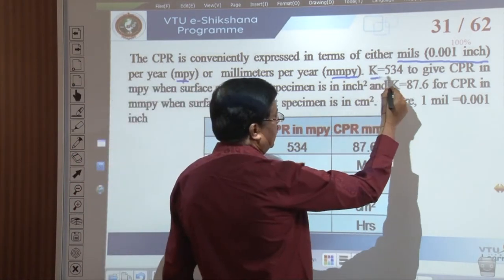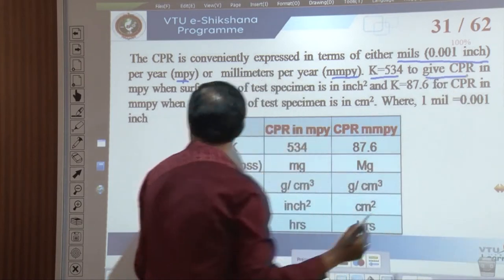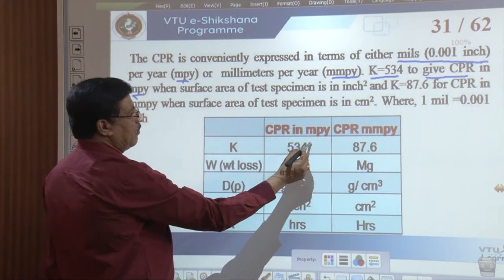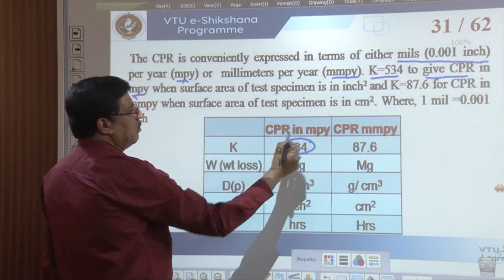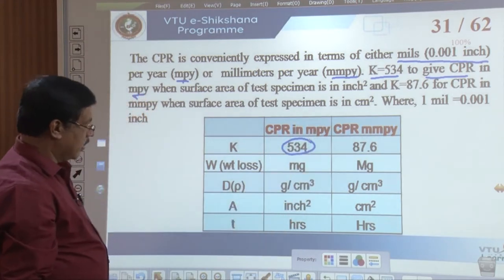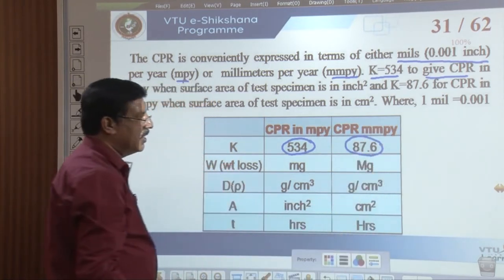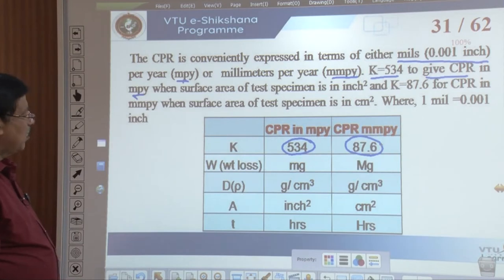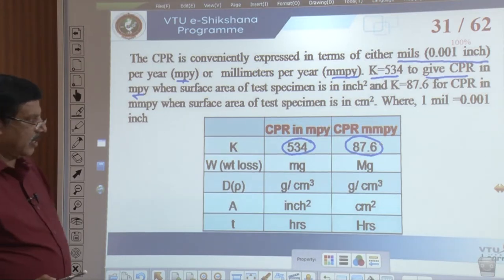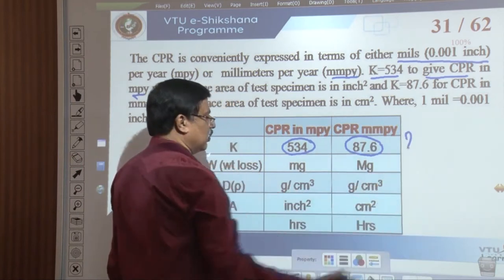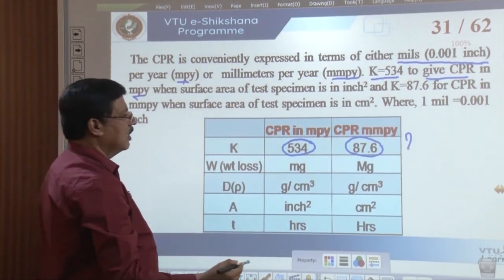K is equal to 534 to give CPR in MPY, that is mils per year. K is equal to 87.6 as the constant for millimeter per year. This is the most important thing while calculating numerical problems on corrosion penetration: which constant you have to use. That is the only important thing. Otherwise, more or less all are the same.